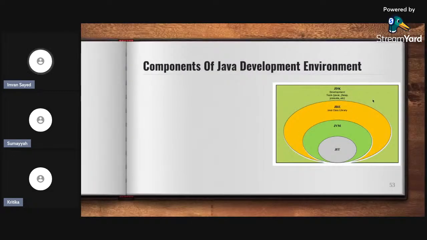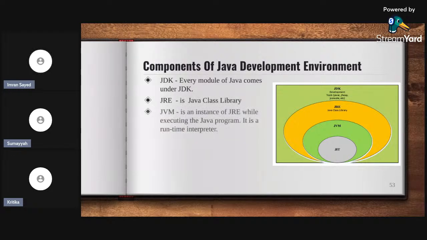So this is a diagram, and every application comes with a JDK toolkit, inside of which you have JRE, which basically is the class library. Then you have the JVM, and inside that you have the just-in-time compiler. So every module of Java comes under JDK. JRE is a class library.